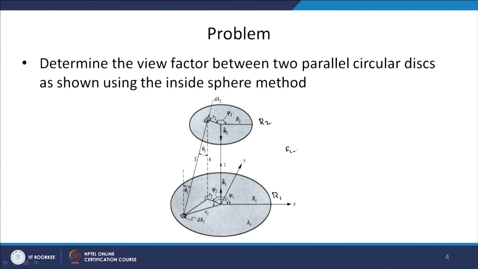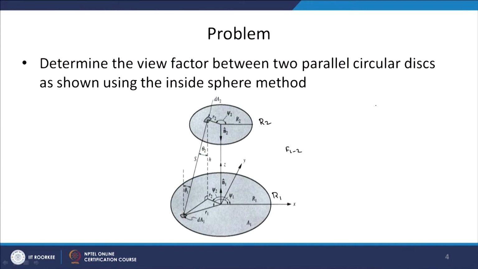So, we will take a problem that we have solved in the previous lecture also. We have two parallel circular discs, one disc has radius r1 and another disc has radius r2. The separation between these two discs is h, and we will apply the inside sphere method to find out the view factor f122. So, this view factor we have to find out.